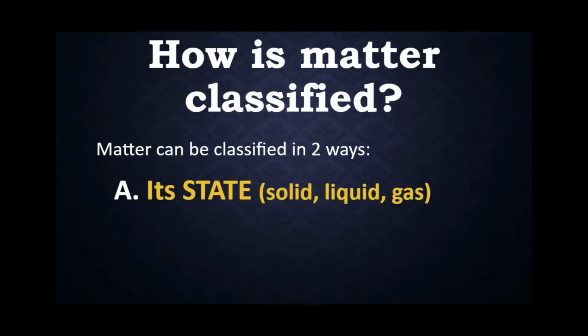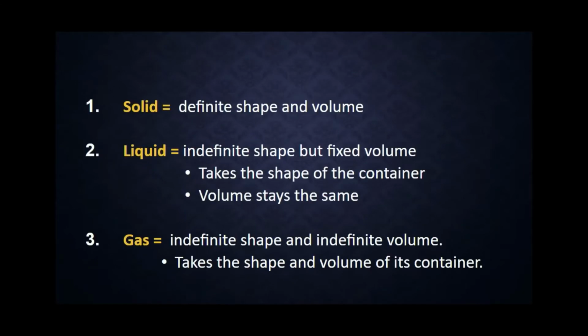Let's talk about how we classify things based on their state. Something is a solid if it has a definite shape and a definite volume. What that means is that its shape and its volume are fixed. They're not likely to change. So, for example, your cell phone. Your cell phone has a definite shape. You can't change its shape by smushing it or pushing it down. And it has a definite volume because you're unlikely to be able to add anything to the phone.